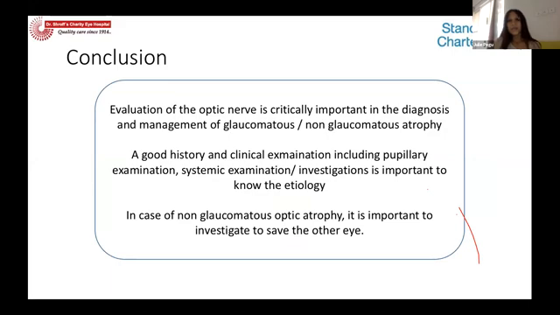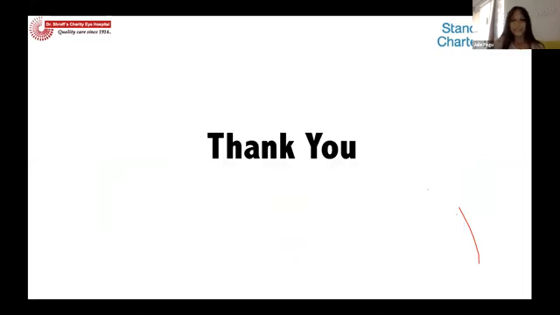A very good history and a very good clinical examination, including the pupillary reaction, the color vision test, and the contrast sensitivity. I think it's very important to know what the etiology is. And it is also important to find the etiology in patients with non-glaucomatous optic atrophy, because if it has happened in one eye, the other eye is always at risk. I think that is it from my side.